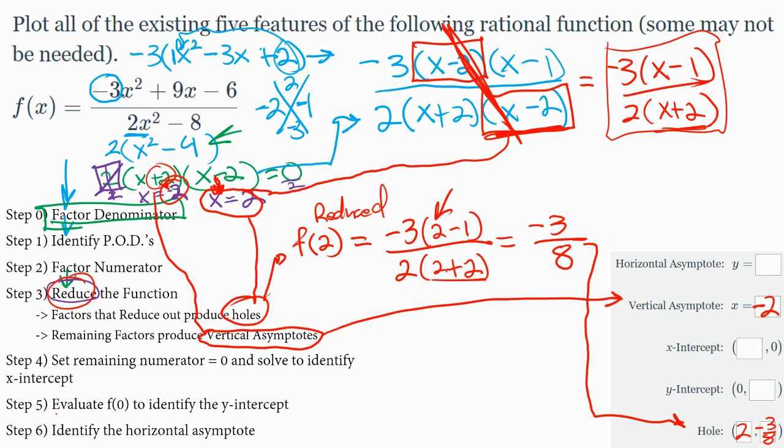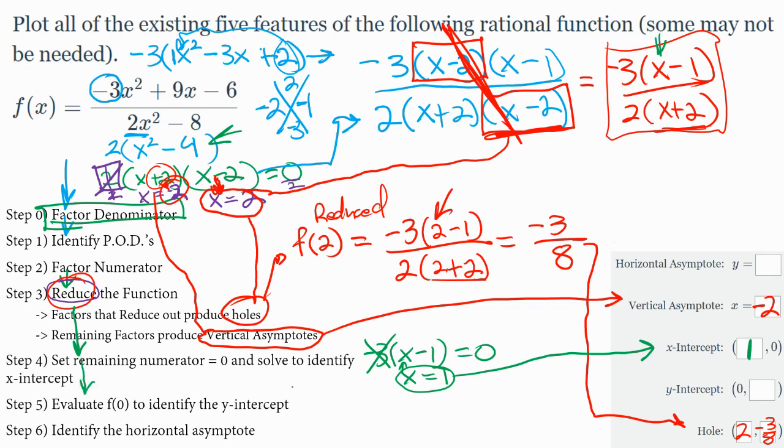Let's change some colors. So we got a lot of red on the screen. So moving on down, remaining numerator equal to 0. So we've got negative 3 times x minus 1, set that equal to 0. The negative 3 doesn't matter because you divide it to the other side if we're just looking at x minus 1. So x equals 1 will cause the numerator to be 0. So x equals 1 is where my x-intercept is. So (1, 0). If I plugged in 1 in the numerator, I get 0 as a height.